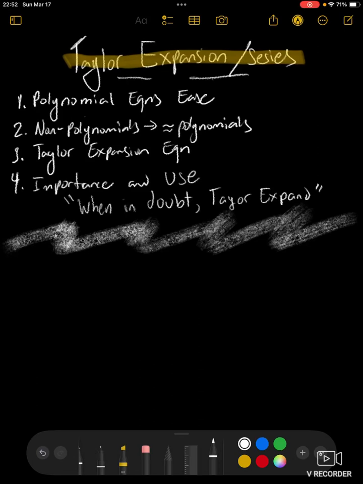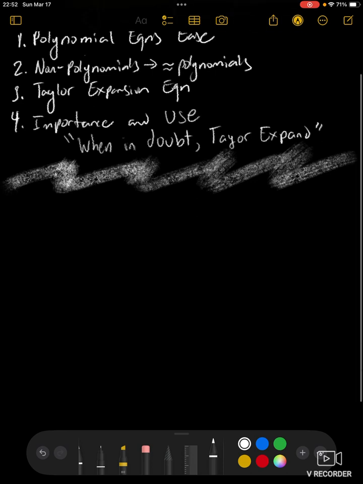Right now, I'm going to do Taylor expansion slash series. I'm going to talk about polynomial equations and why they are easier, how non-polynomials can be roughly equal to polynomials, and this will lead into the Taylor expansion equation, and then its importance and use, and then lead to the expression, when in doubt, Taylor expand.